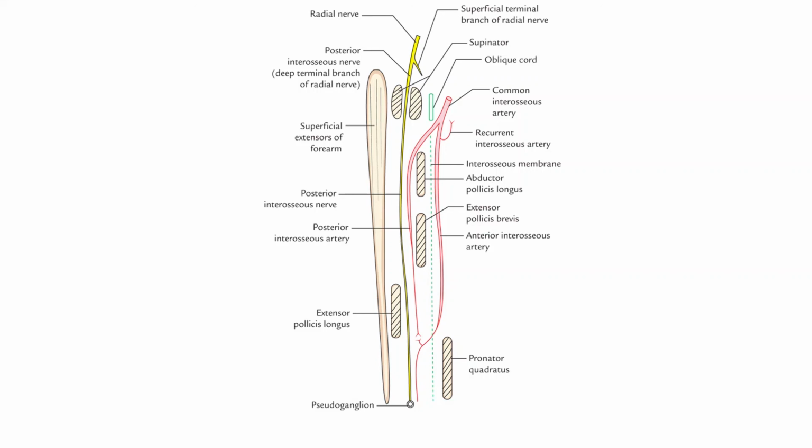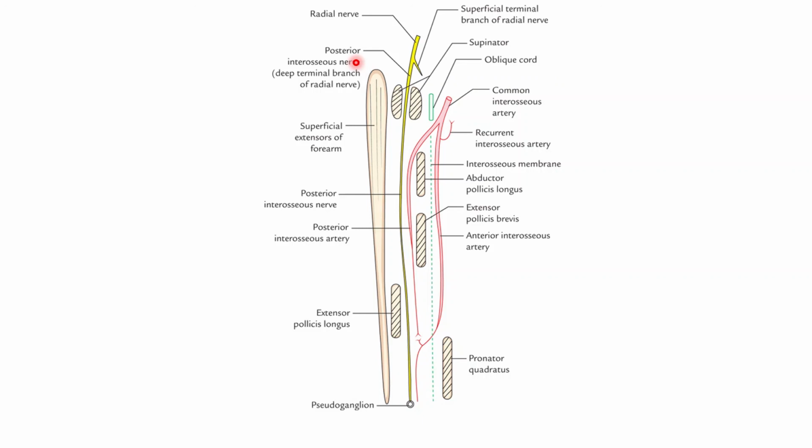The green dotted line represents the interosseous membrane. We can see the artery, that is the posterior interosseous artery, which is the branch of the common interosseous, which is in turn the branch of the ulnar artery, piercing the interosseous membrane to reach the posterior compartment. In the lowermost part, the vascular supply of the posterior compartment of the forearm is also contributed by the anterior interosseous artery, whereas the nerve supply is from the posterior interosseous nerve.